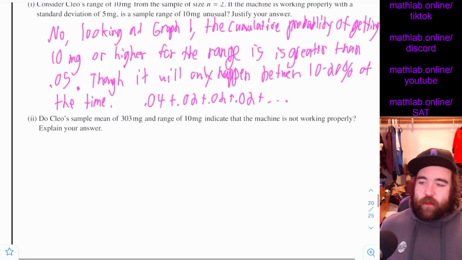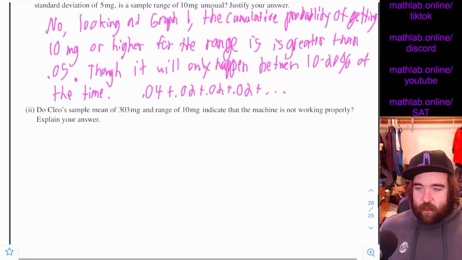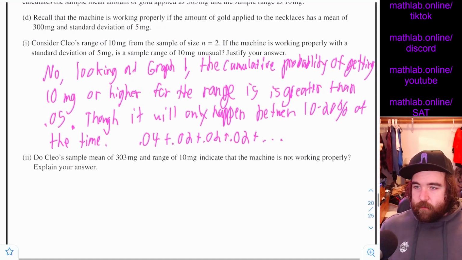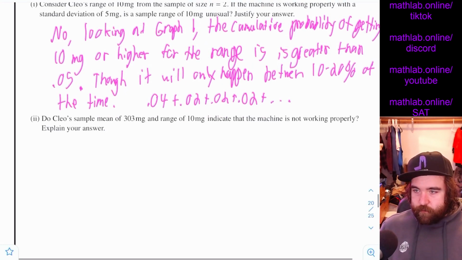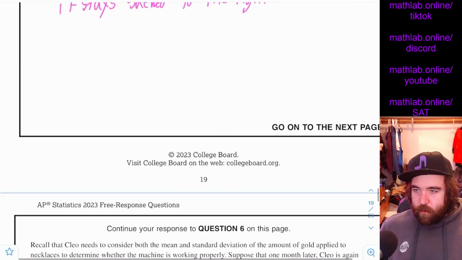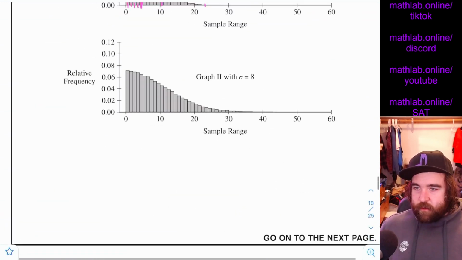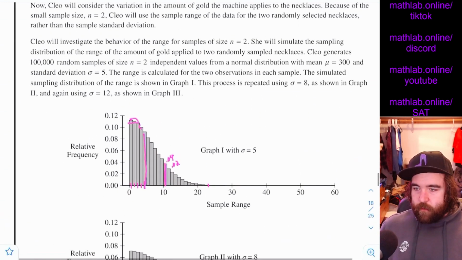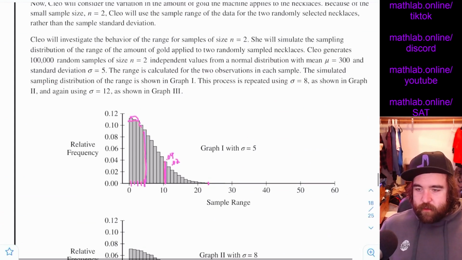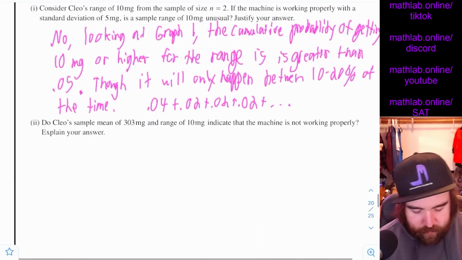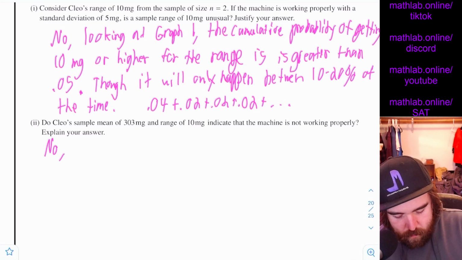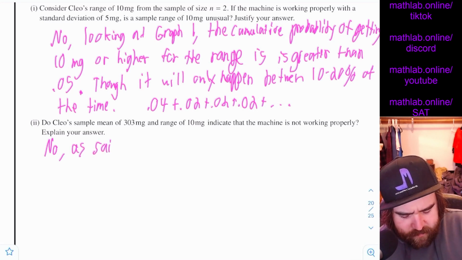Okay. Does Clio's sample mean of 303 and range of 10 indicate that the machine is not working properly? Wait. No. No, they don't. This is the range of 10. This is the one. Yeah, it's 10 or worse. So it's 10 is below 0.04, but you've got to look on the right side. No. As I said before, I feel like that's the same thing.